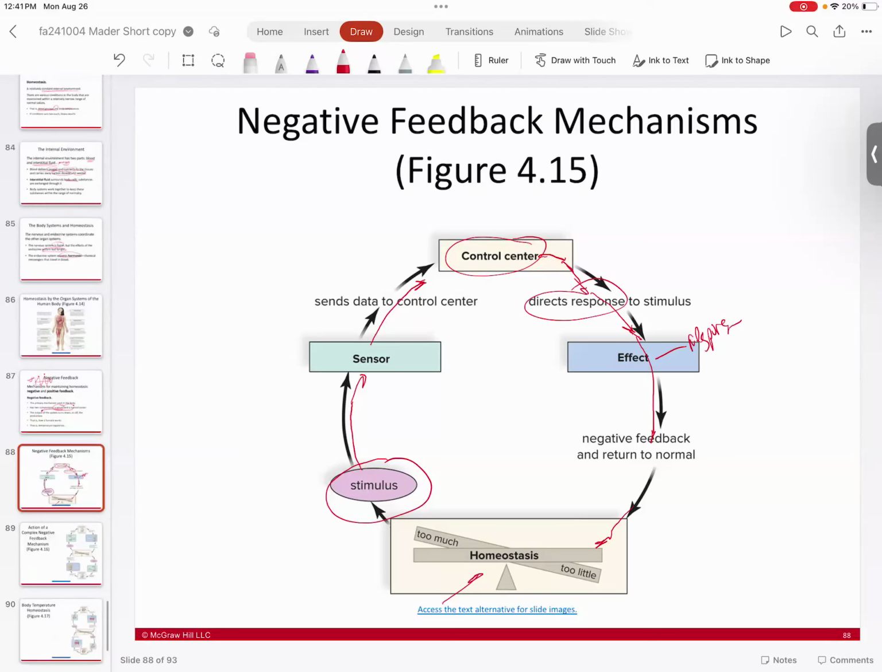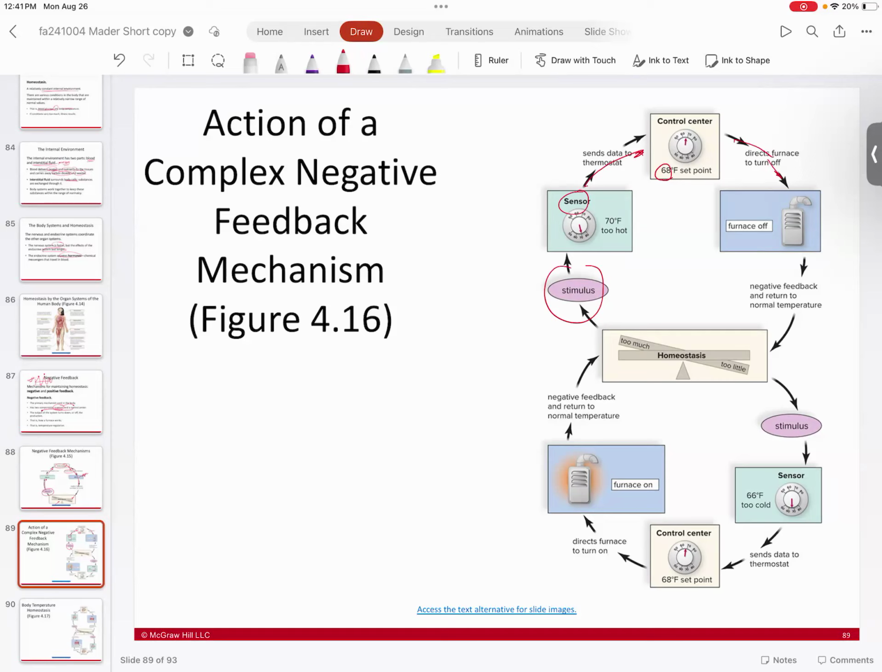So it's like a thermostat. Here basically we have our stimulus, which in this case is too hot, rising heat. And so the sensor picks that up. It sends that information to the control center. It's set at 68. And so that control center says, if it's this, then do this. And that do this is to basically turn off the furnace. And once it turns off the furnace, then basically it's going to shut itself down, and that's going to bring you back under homeostatic control.